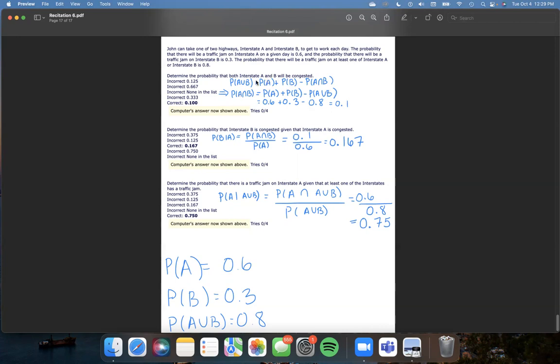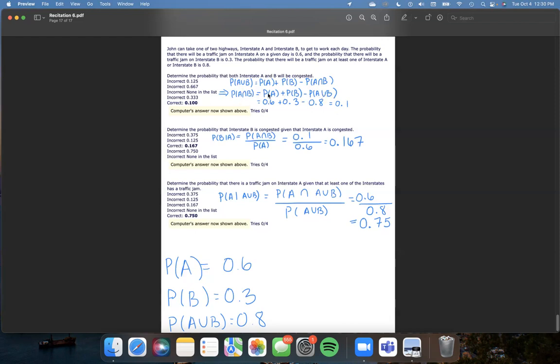Sorry, let me just backtrack. We want to find that both Interstate A and Interstate B will be congested. So that's an intersection situation. Our goal is to find the probability of A intersect B. Here, I'm just rearranging the equation we already have. The probability of A union B equals this, which we learned, I believe, last recitation. If we rearrange this, add the probability of the intersection to both sides and then subtract the probability of the union, we get this second equation.